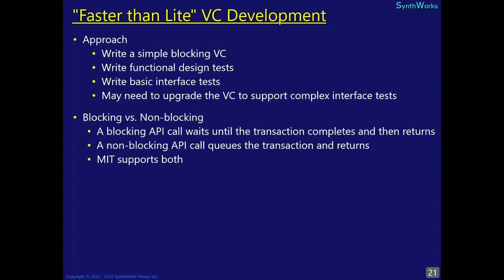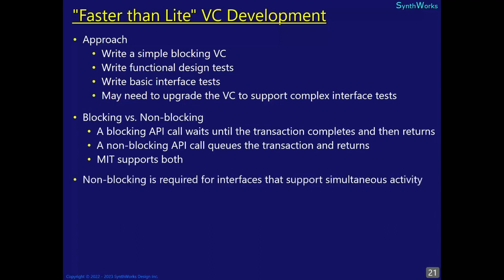So what do I mean? I should have got to here sooner. What do I mean by blocking versus non-blocking? A blocking API call is one that waits until the transaction completes, so it can't do simultaneous things. If you think of Axi, it can't do write and read on the same clock cycles. A non-blocking API call queues the transaction and returns immediately. OSVVM model independent transactions support both, so we have use models for both. Non-blocking, again, is required when the interfaces support simultaneous activity.